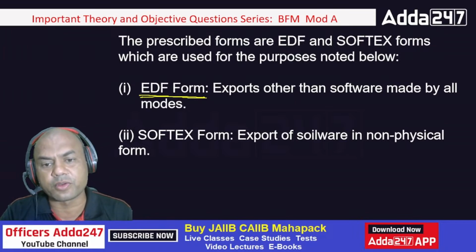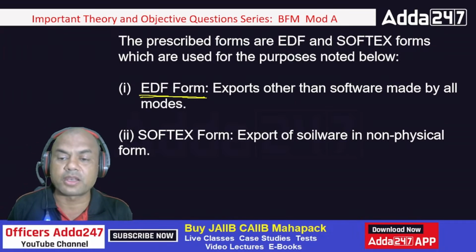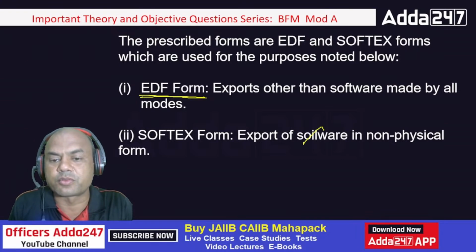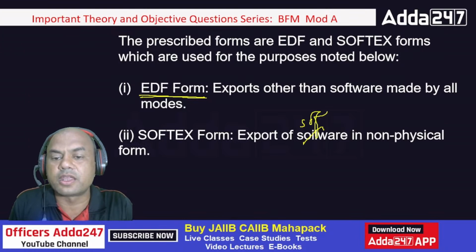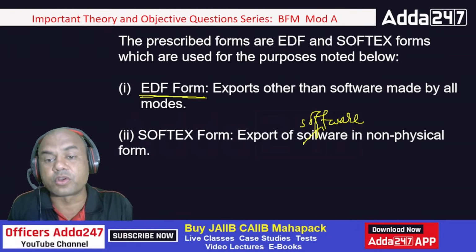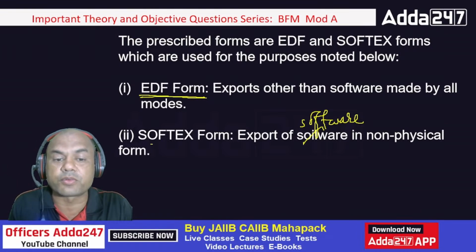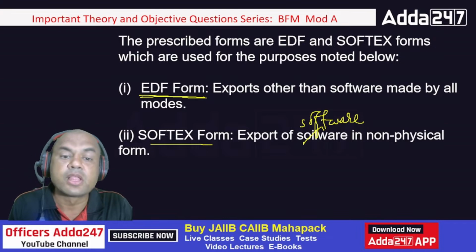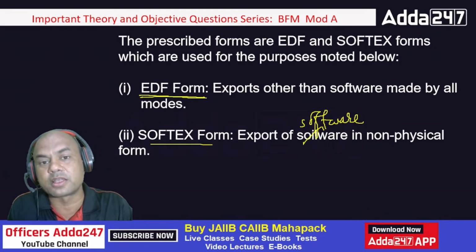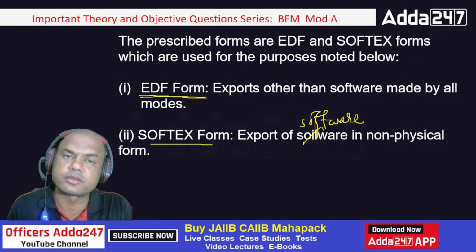Second is Softex form. Exports of software in non-physical form. See this software. So it should be software, in non-physical form. So anything which I do as an export of software, I must declare it in the Softex form. Okay. So remember these two names. EDF is for any other export other than software, and for software it is Softex.